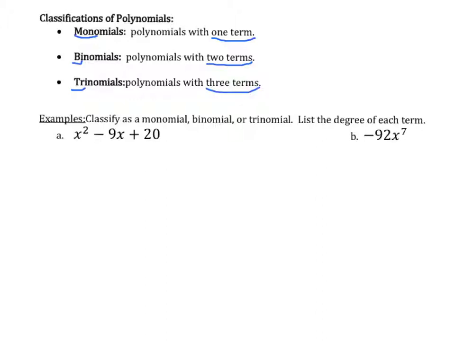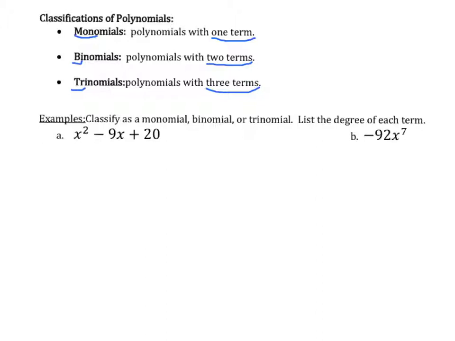Polynomials with more than 3 terms, we'll just call them a polynomial with, let's say, 4 terms or 5 terms or so on and so forth. There's no special name that we will use. So what I want to do in these next examples is to classify each of these polynomials as a monomial, binomial, or trinomial, and then we're going to list the degree of each term.